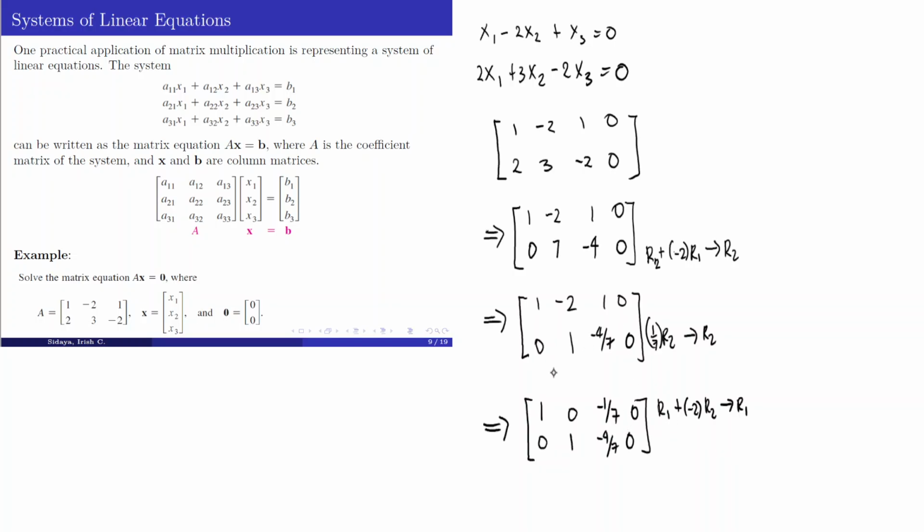Okay, so converting back to the system form. This implies that we have x sub 1 minus 1 over 7 x sub 3 equals 0, and x sub 2 minus 4 over 7 x sub 3 equals 0. Hence, this system has infinitely many solutions. So we write it here.